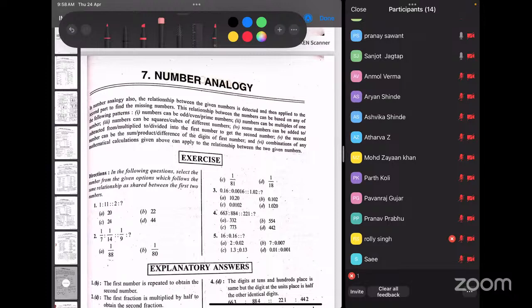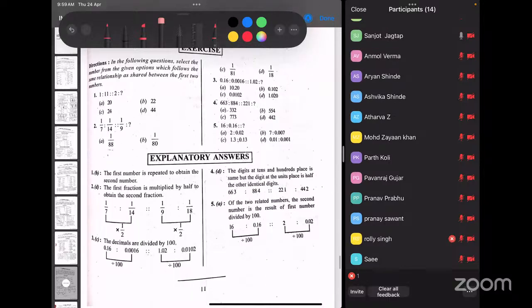Okay. Fifth, 16 is to 0.16, which means divided by 100. Option A.